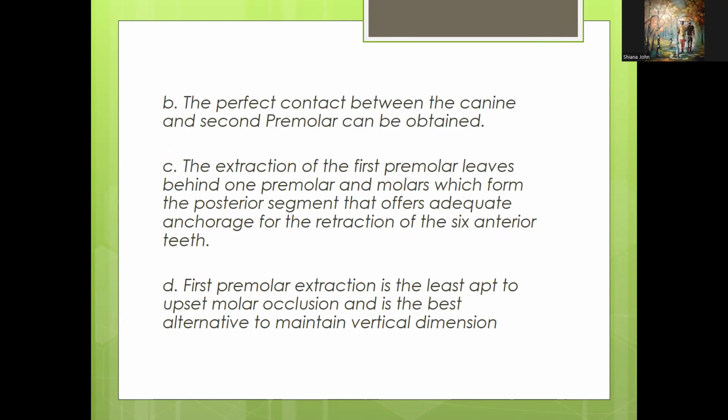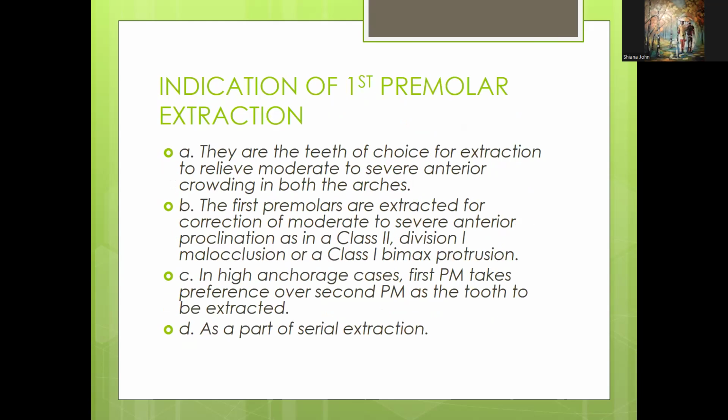The extraction of the first premolar leaves behind one premolar and the molars, which form the posterior segment that offers adequate anchorage for the retraction of the six anterior teeth. First premolar extraction is the least apt to upset the molar occlusion, and is the best alternative to maintain vertical dimension.